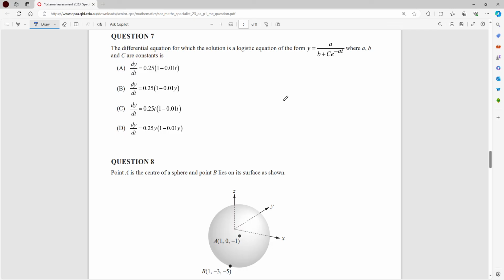Righto, so question 7. At the moment, it looks quite difficult, but it's actually a lot easier than you think, if you know your differential equations, okay? So we're looking for a solution to one of these differential equations that gives us this general form here. So all you've got to do is go through and see, alright, which one is going to give us this?